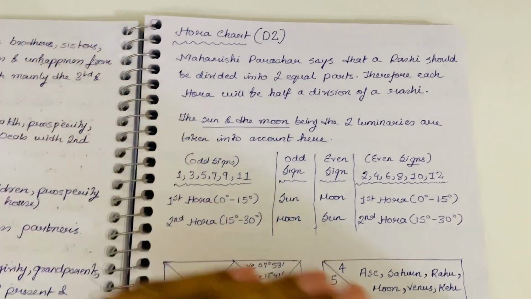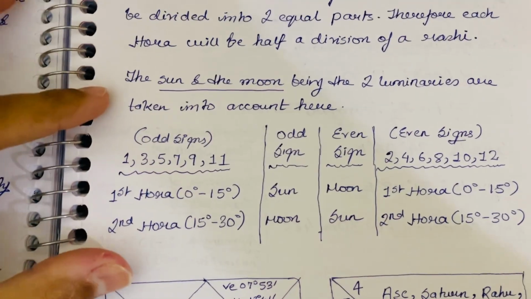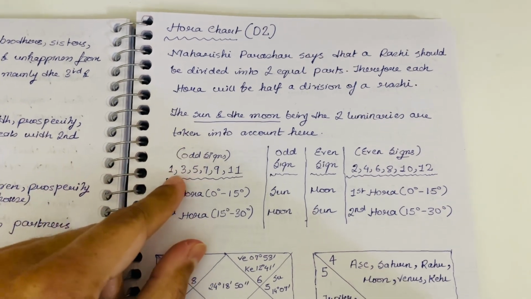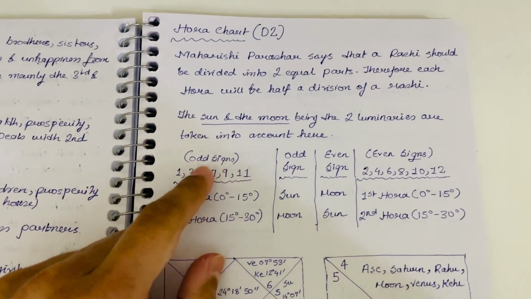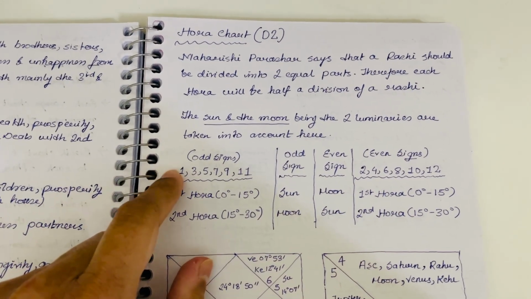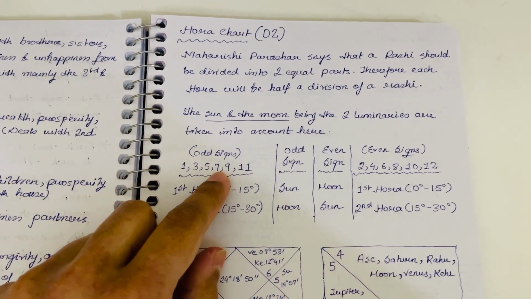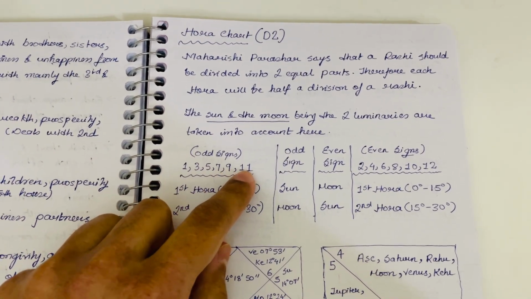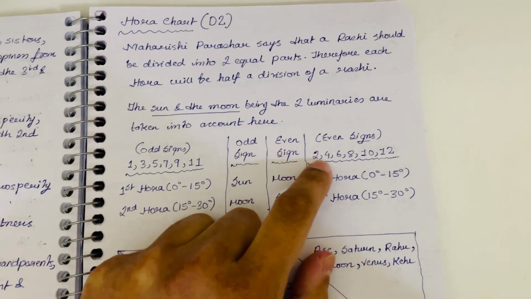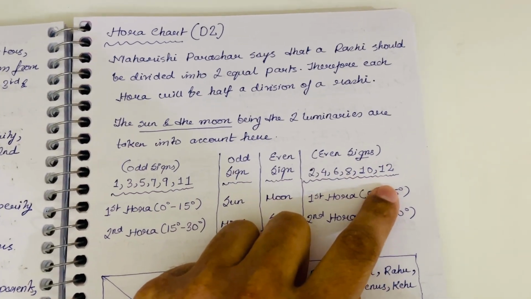Before we go into the creation of the Hora D2 chart, you have to remember this particular table. You have to bifurcate the signs, meaning the rashis, into odd and even. So these are the odd rashis from 1 to 11, that is Aries, Gemini, Leo, Libra, Sagittarius and Aquarius. And these are the even rashis, that is Taurus, Cancer, Virgo, Scorpio, Capricorn and Pisces.